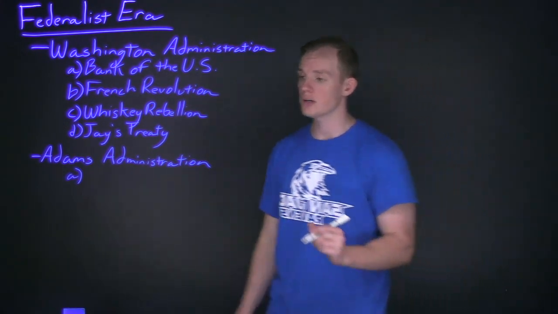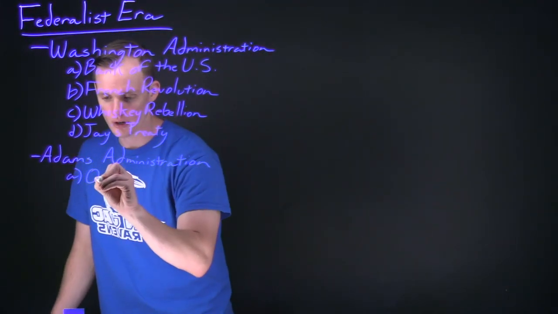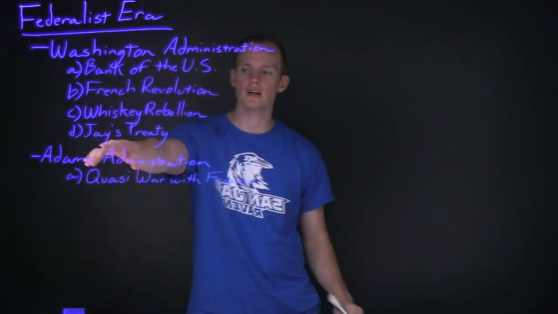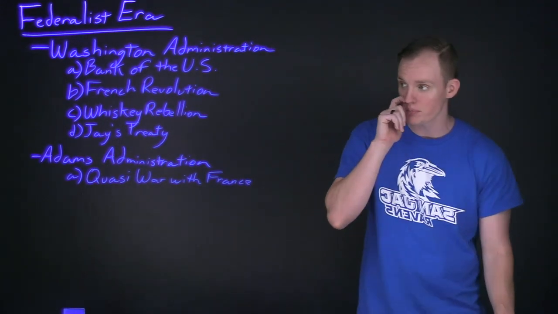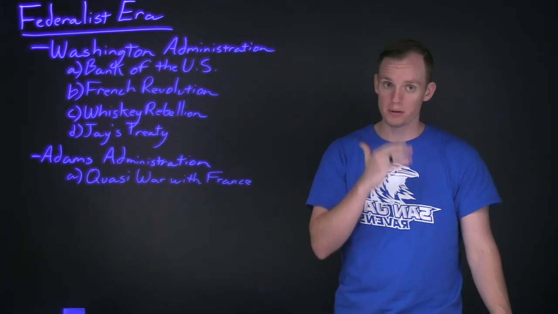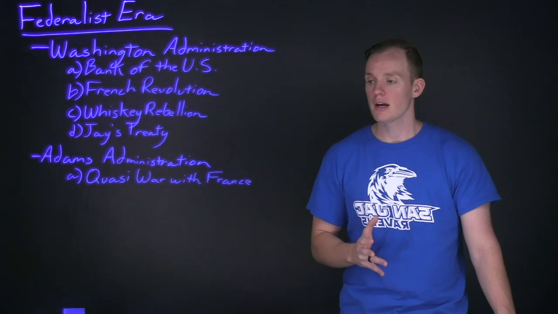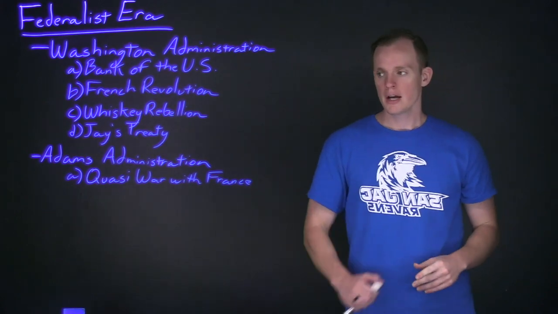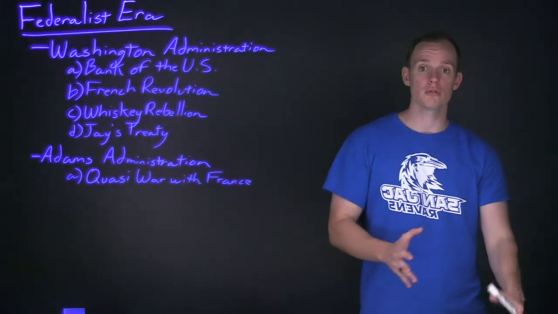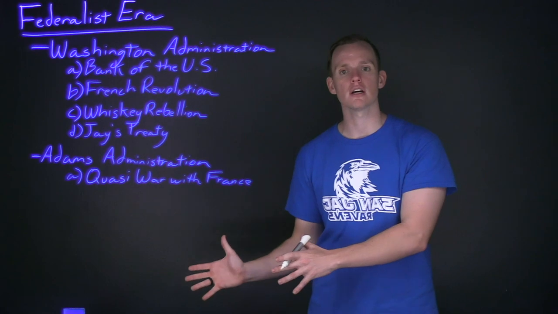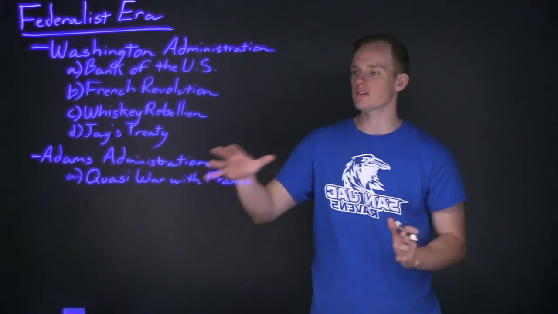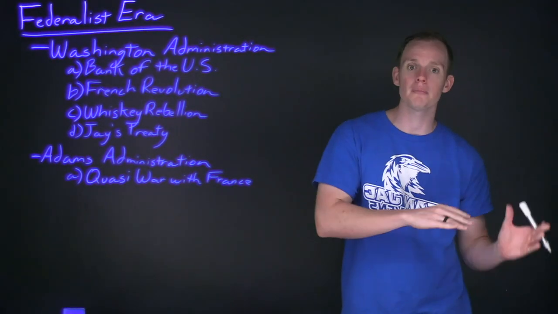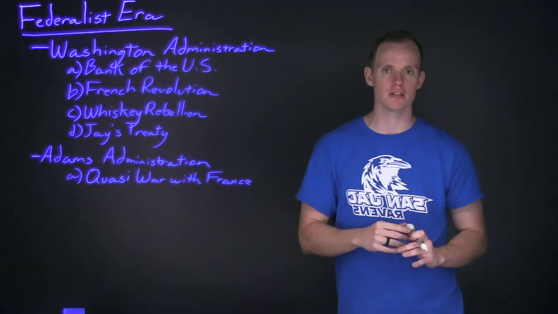Now, Adams is going to inherit many of the issues that were lingering over from the Washington administration. And the biggest one he's going to inherit is the quasi-war with France. As I mentioned a moment ago, it was mainly because the French were outraged that the Americans had signed a treaty with the British, and they felt betrayed by this. French ships will begin to seize American ships that were bound for Great Britain. As we had seen before Jay's Treaty, there was a great amount of anti-British sentiment in the United States. The pendulum is going to swing, because by the time we get to the Adams administration, with this quasi-war beginning to develop, there's now going to be anti-French sentiment.